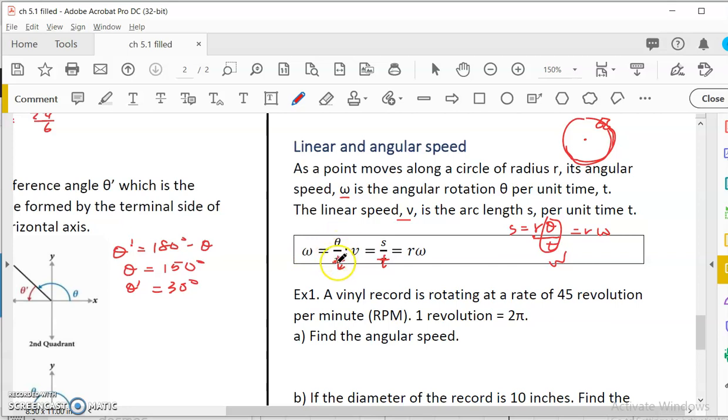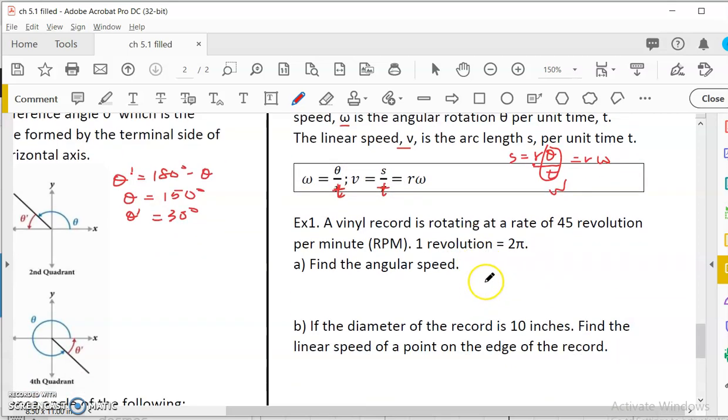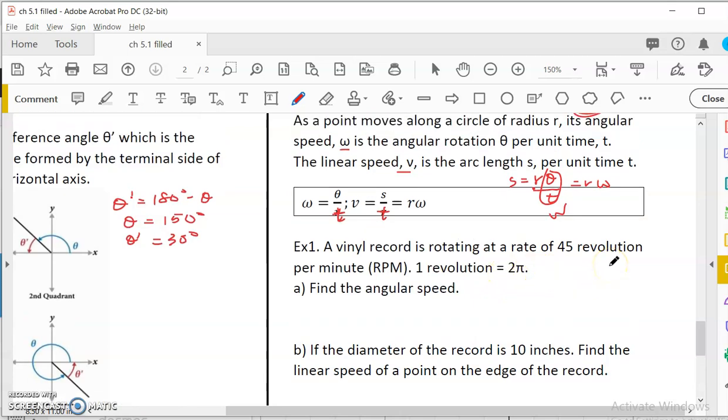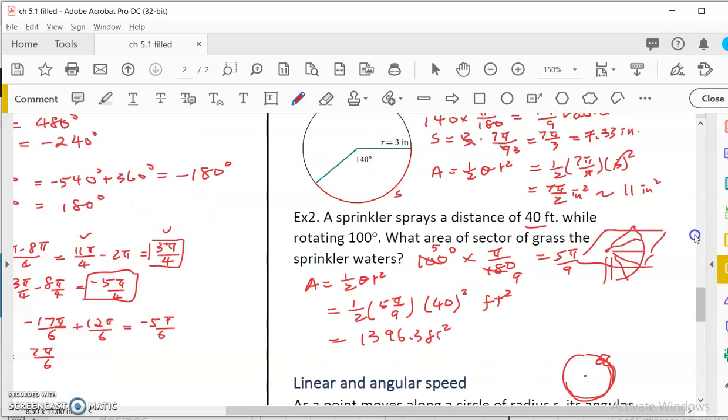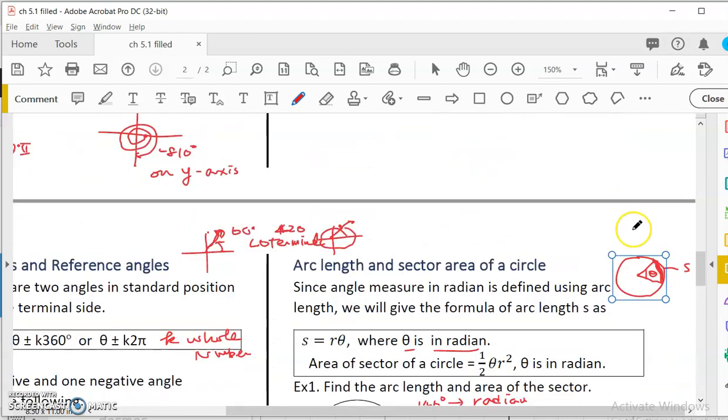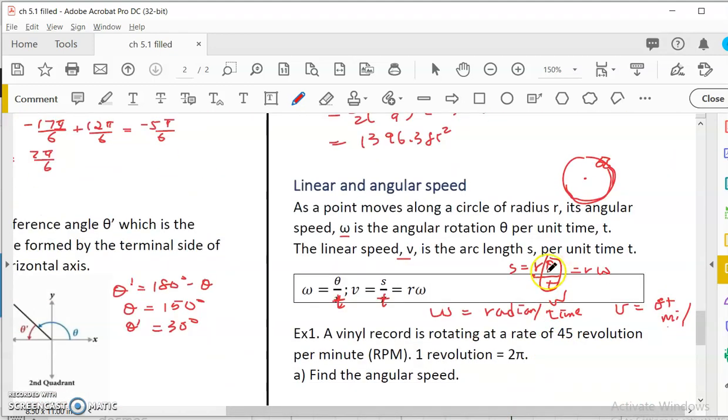So you have two formulas. Omega is theta over t. V is r omega, or omega is v over r. Okay, so these are the two formulas that you can use. Now, remember, omega is measured in radians per time, so per minute or per second. But v is measured in distance, like inches, feet, or miles per time. So the units are a little different, but both of them are per time.